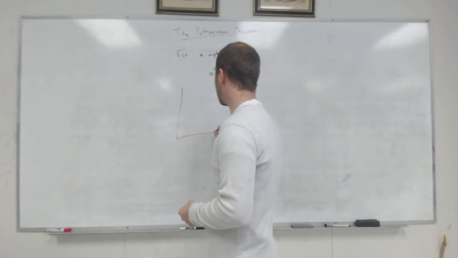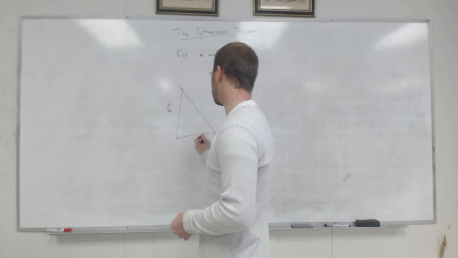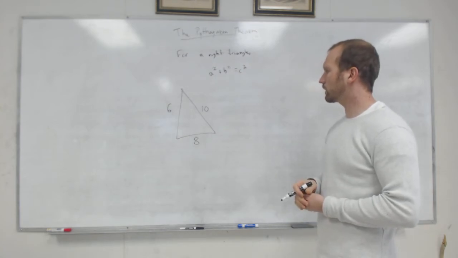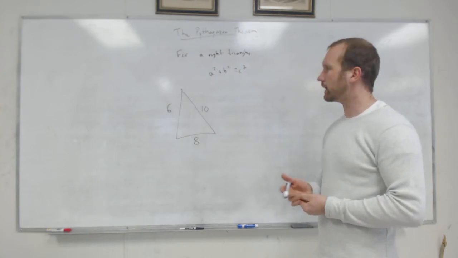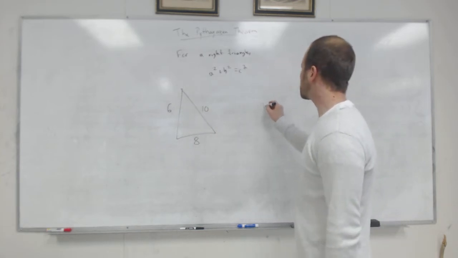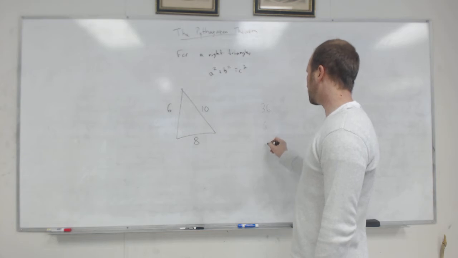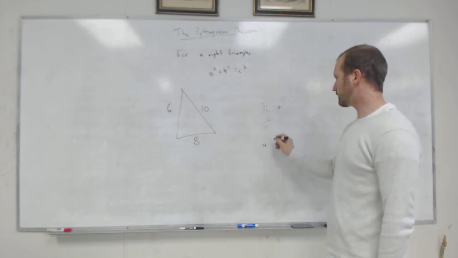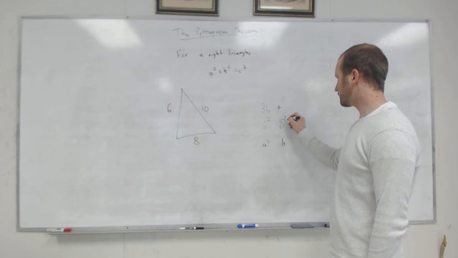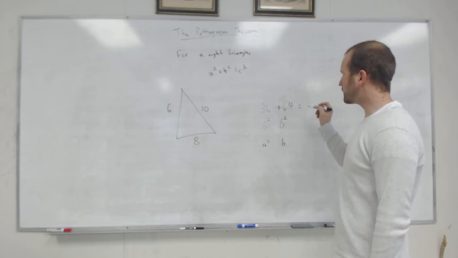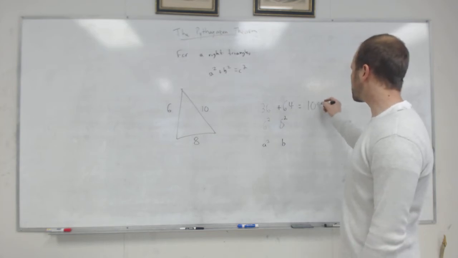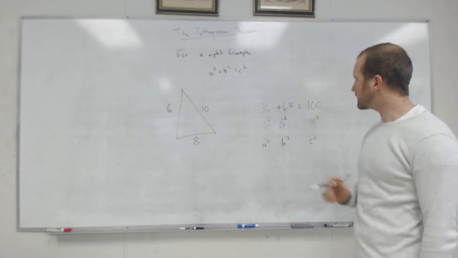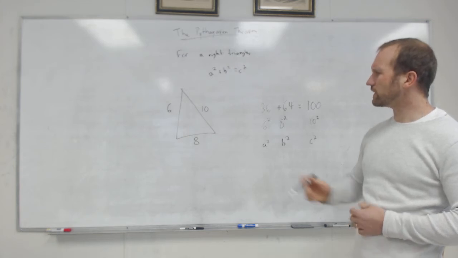So, if I had a triangle like this, the Pythagorean theorem is telling me that 6 squared, which is 36, so if we called that side A, plus 8 squared, if we call that side B, that's 64, should equal 100, or 10 squared, because we call that side C. Is that true? Yes, it is true. So this is a right triangle.